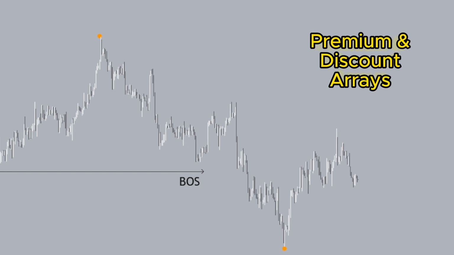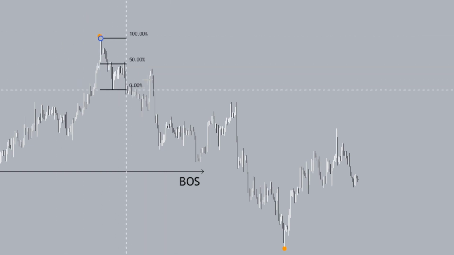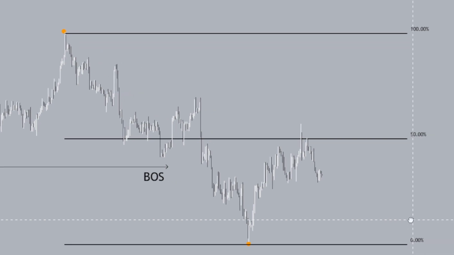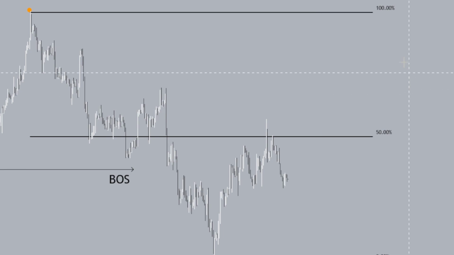Our dealing range can be projected simply using the Fibonacci tool. We project the Fibonacci from the swing high down to the swing low, and this gives us two distinct regions to work with in the market. Anything above is a premium, and anything below is a discount.